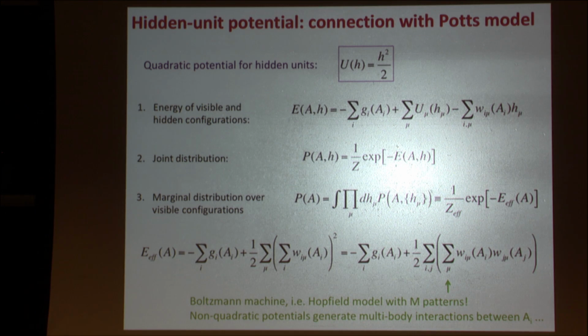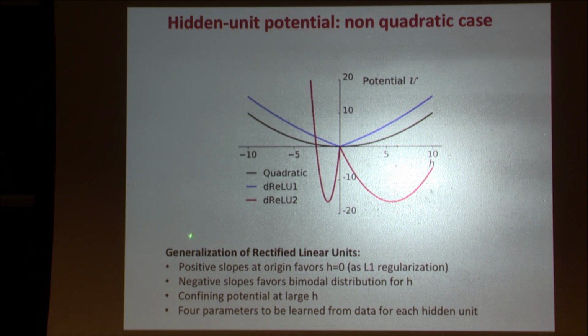If U of H is not a quadratic potential, then it describes something more complex. In particular, it can code for higher order interaction between the visible units, which is something you really need to capture. For instance, the black potential is the usual potential corresponding to a Potts model, and you can have the blue one, the red ones, different kinds of potentials, which you can parameterize with a few parameters, and you can describe much more powerful machines.